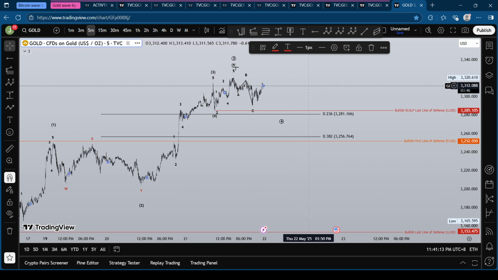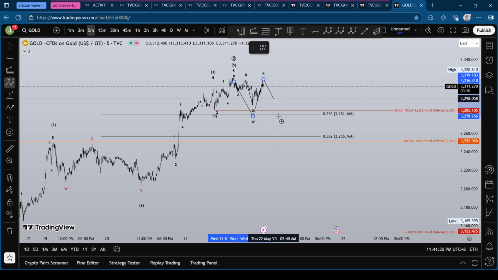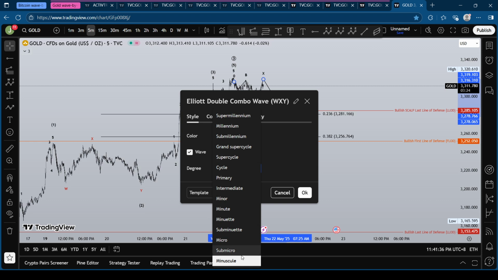So since the first 3 waves are ABC here, the correction may be considered as a WXY or a double three. So these first 3 waves will be labeled as W, an X, and then we have 3 waves down, since the first downtrend is composed of 3 waves.